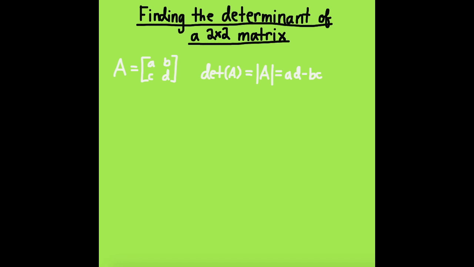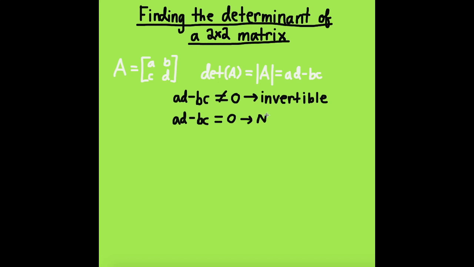And I want to clarify that this formula only works for a 2 by 2 matrix. It does not work for any matrix sizes other than a 2 by 2 matrix. If the value of AD minus BC is any number other than 0, the matrix is invertible, meaning that we can find the inverse of the matrix. Therefore, if the determinant does not equal 0, the matrix is invertible. However, if the determinant does equal 0, hence AD minus BC equals 0, then the matrix is not invertible, meaning that we cannot find the inverse of the matrix.